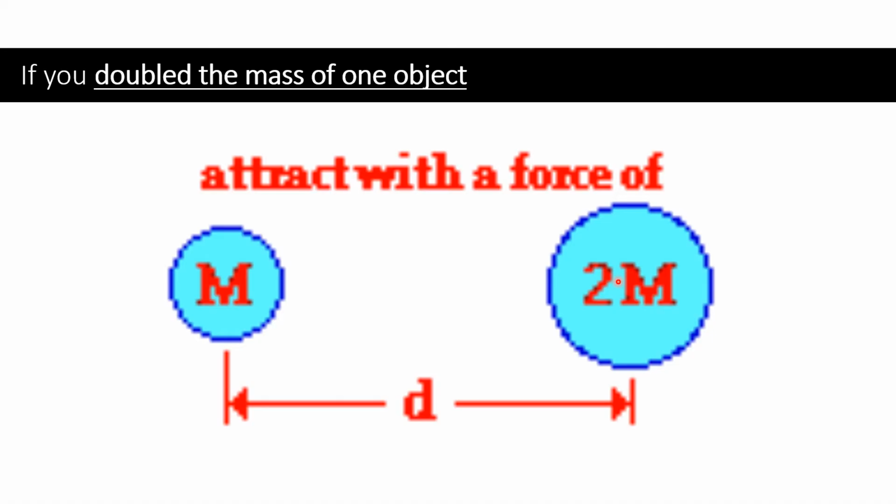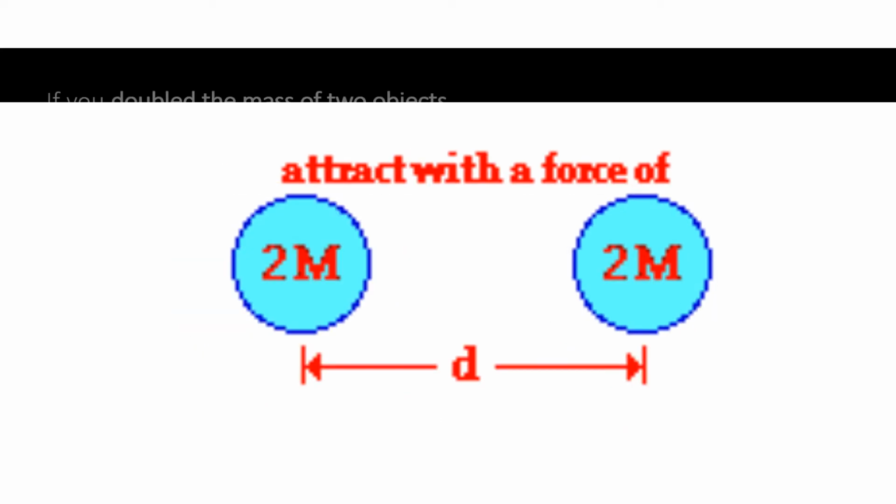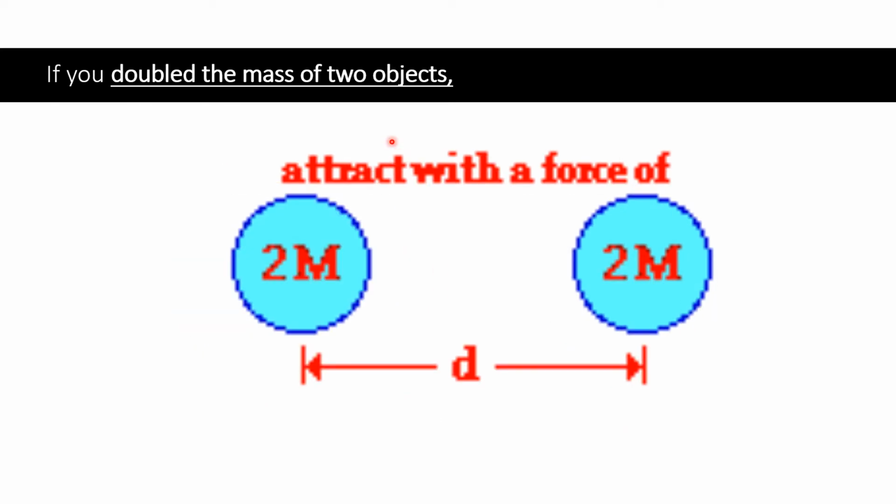The gravitational force between them will double. So, meaning the mass and force are directly proportional. As you double the mass of this one object only, this one remains the same. If you double the mass of this one, the force will double. As simple as that.